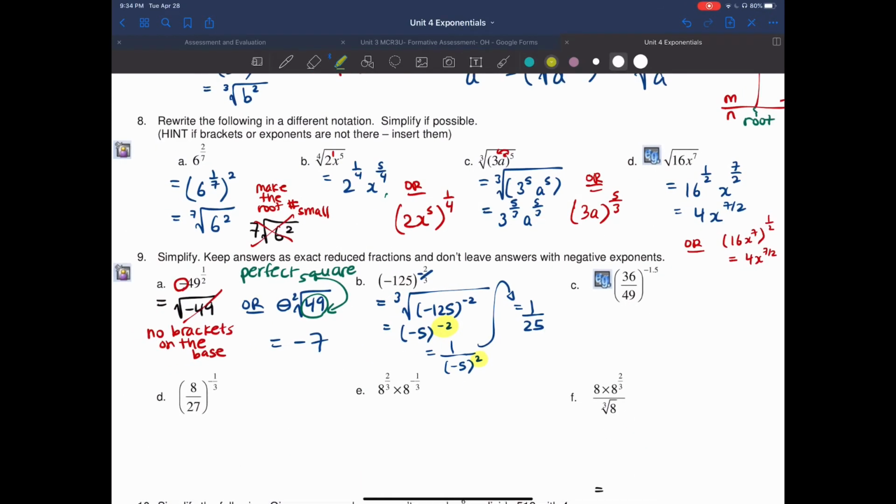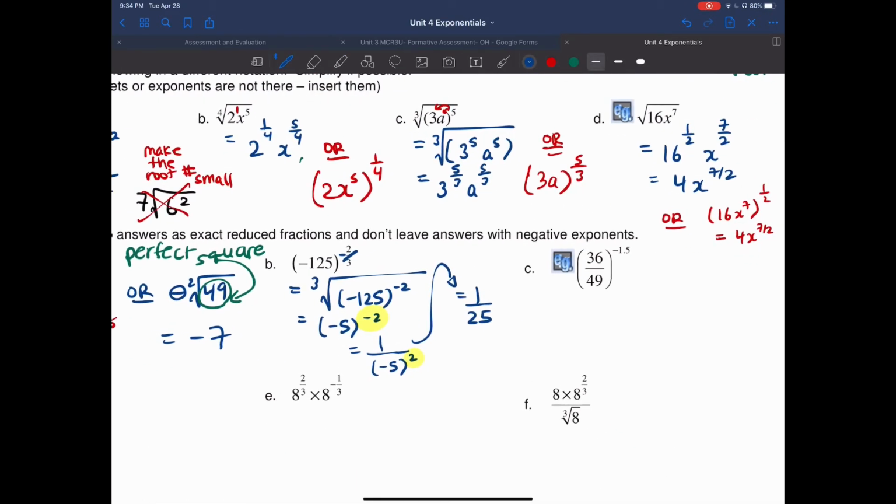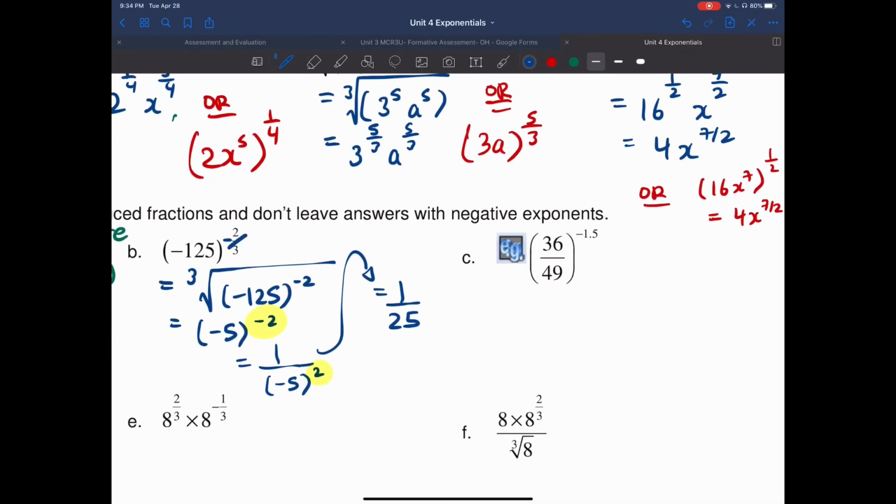Okay. Part C, I have 36 over 49 to the exponent of negative 1.5. So I'm going to change that so that it looks like negative 3 over 2. So I have 36 over 49 to the exponent of negative 3 over 2. I write it one more time so that it looks right. Again, remember that you are going to put that numerator right on top as the exponent, and then you're going to take the denominator as part of the radicand.